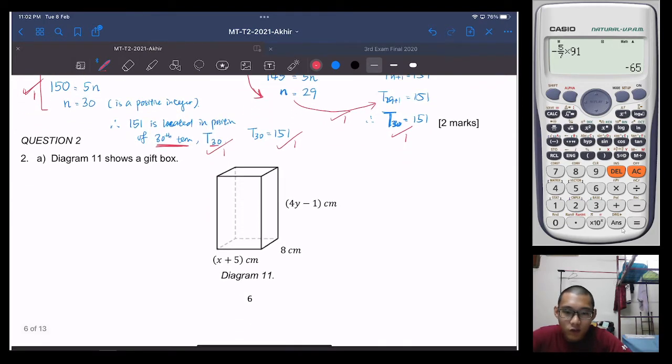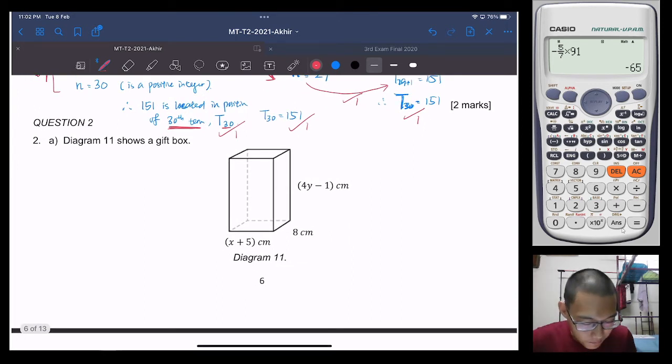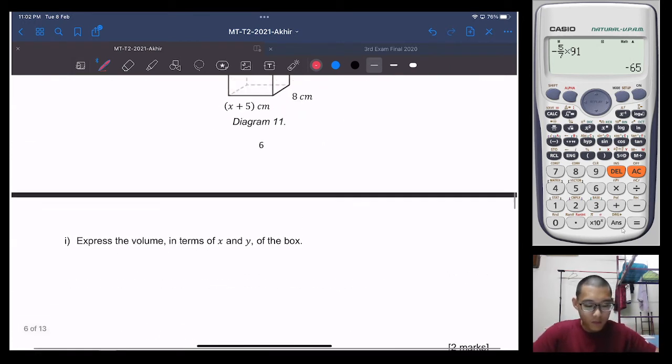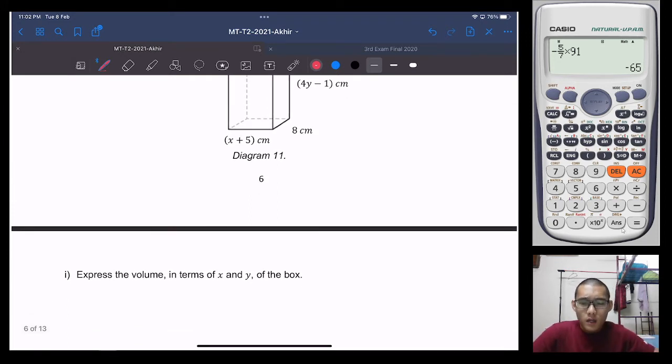So we already consumed 21 minutes to explain this one. Okay, question 2. Diagram 11 shows a gift box. Express the volume in terms of x and y of the box. So this is a type of question for algebraic formulae, in Form 2 chapter 3, algebraic formulae. Express what? Volume.